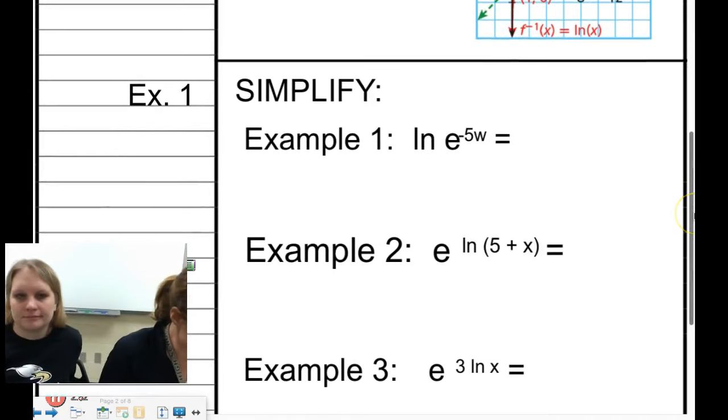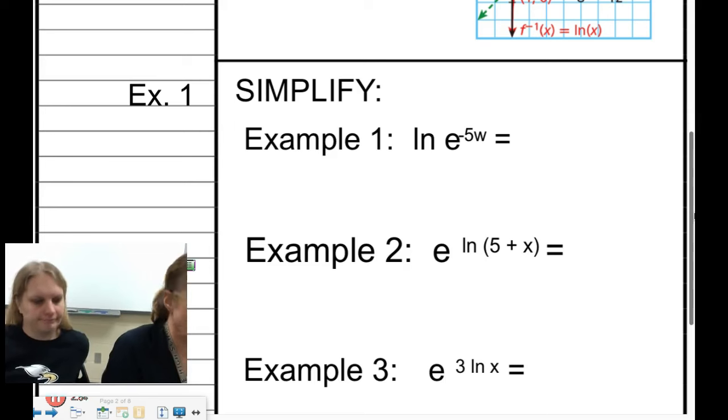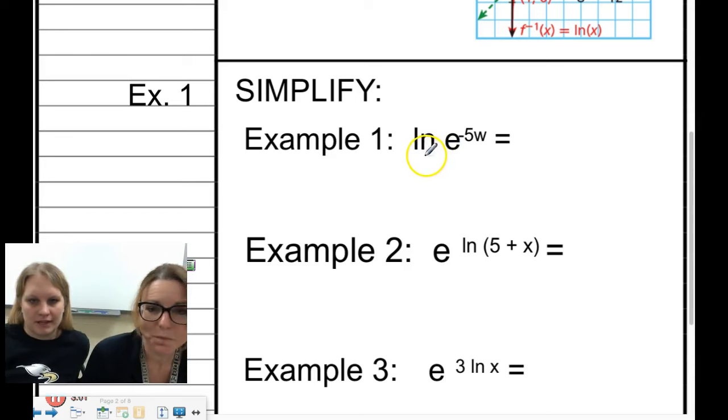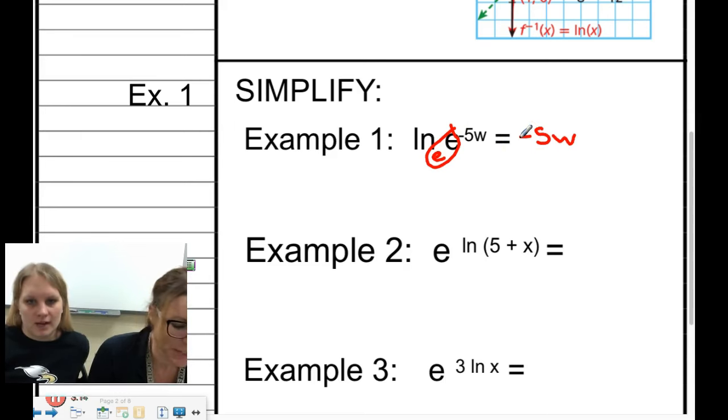So here we go. On example 1, why don't we start with that? As you can see, I don't see a base. And when I don't see one, we can assume it's really like log of e. If you recall, we learned a property that says the answer is just negative 5w, and you're done.